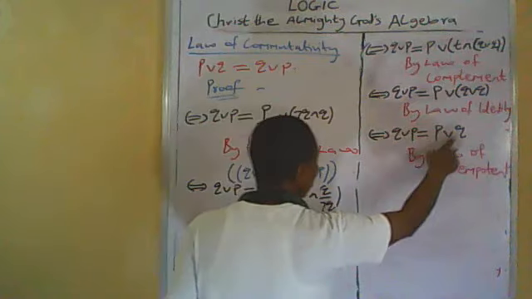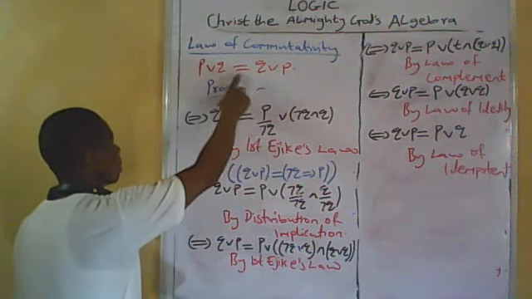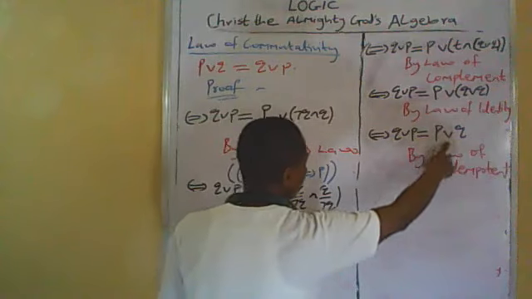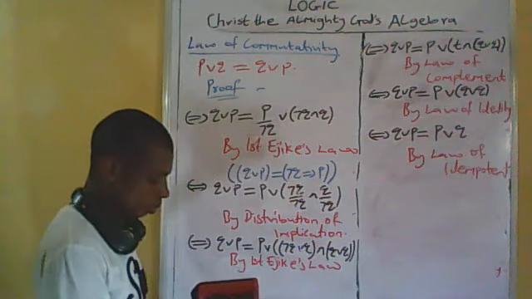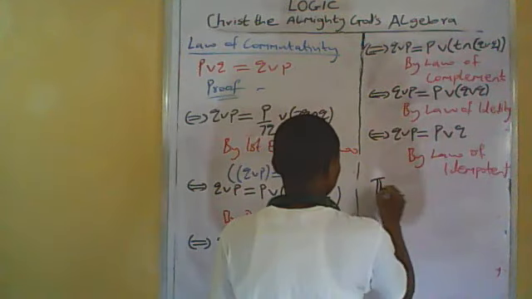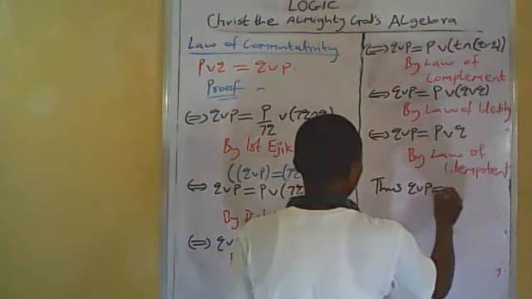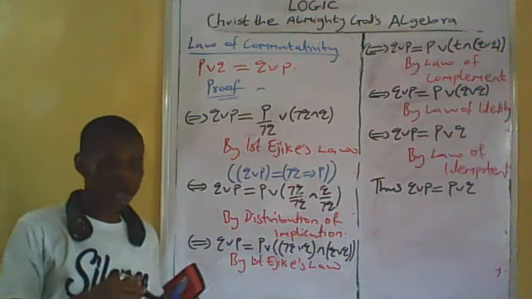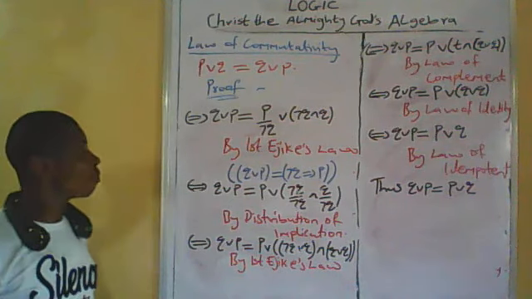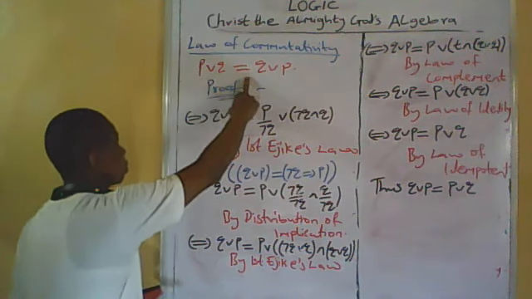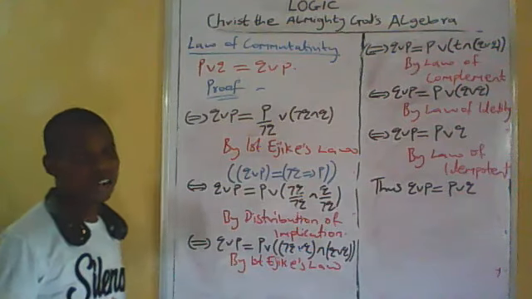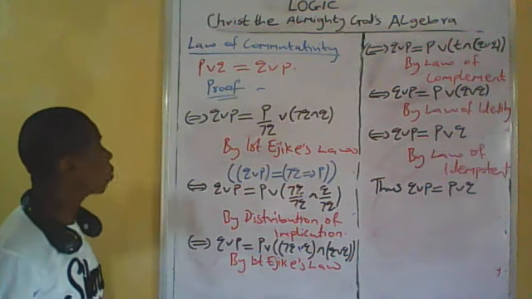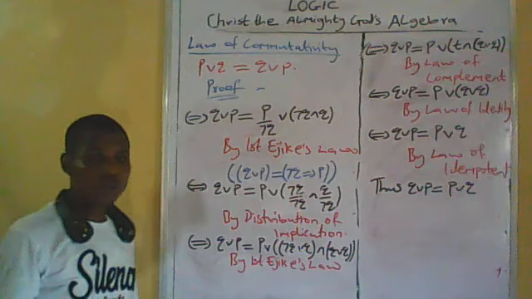Since I have now proved that Q or P is equal to P or Q, that means the converse of P or Q is equal to Q or P. The converse is Q or P equal to P or Q. We say thus, Q or P is equal to P or Q. So by the law of extensionality, we have now proved that P or Q is equal to Q or P. Since I have now proved the converse, it is agreed by the law of extensionality that P or Q is equal to Q or P, and this is the law of commutativity.